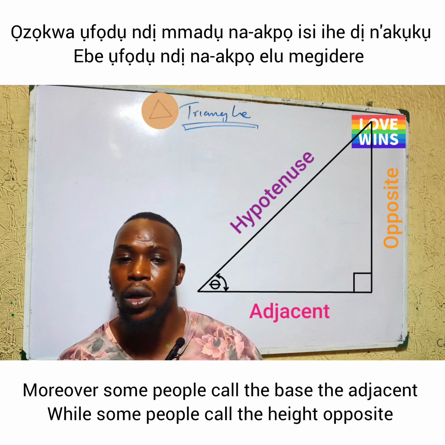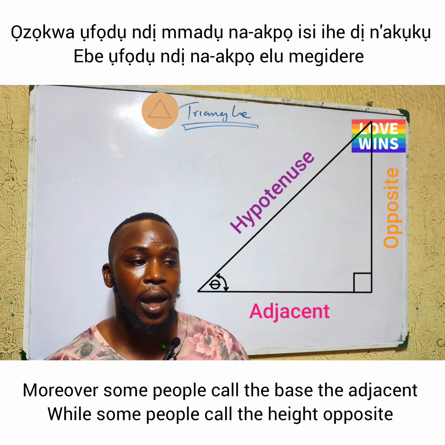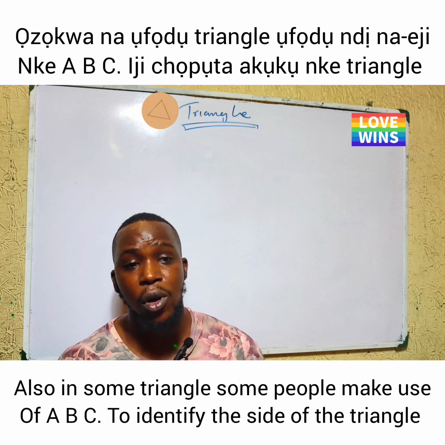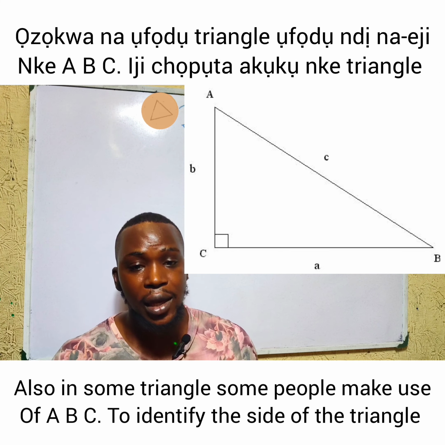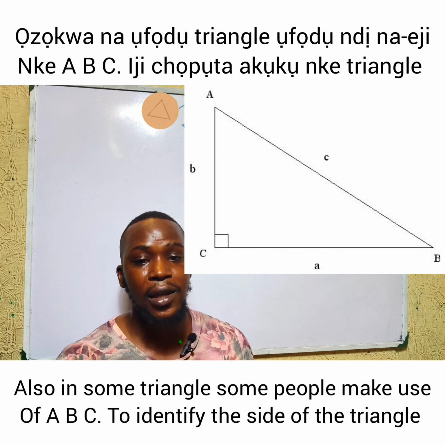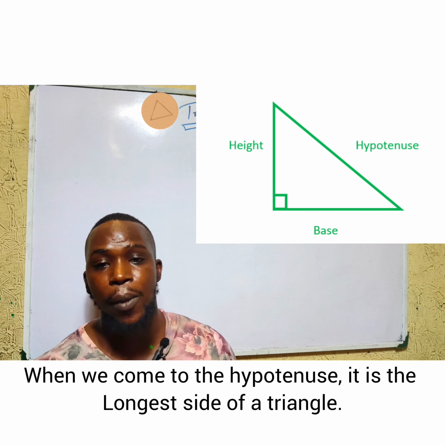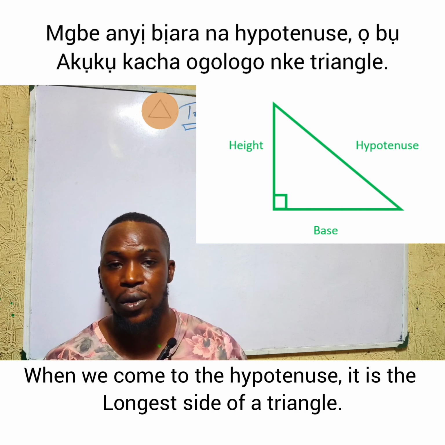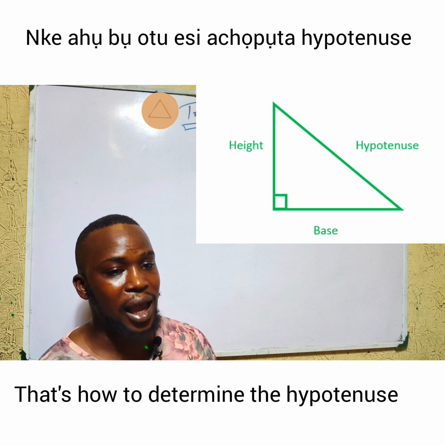Moreover, some people call the base the adjacent, and some people call the height the opposite. And in some triangles, some people use A, B, and C to identify the sides of the triangle. Now let's go to the hypotenuse. The hypotenuse is the longest side of a triangle. That's how to determine the hypotenuse.